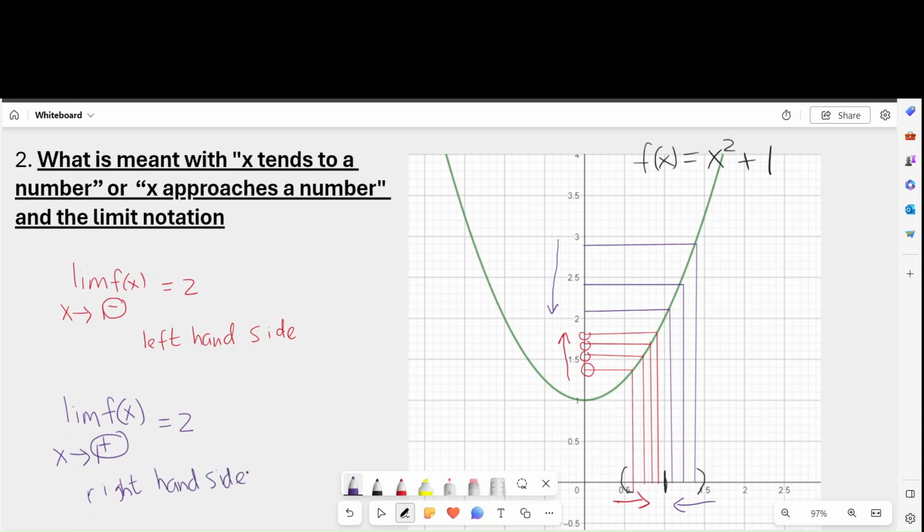For a limit to exist at a number, both the left-hand side and the right-hand side limits have to be the same. In our case, we can write the limit of f of x as x approaches 1 equals 2. Please note, if the left-hand side and the right-hand side limits aren't the same, we say that the limit does not exist at that point.